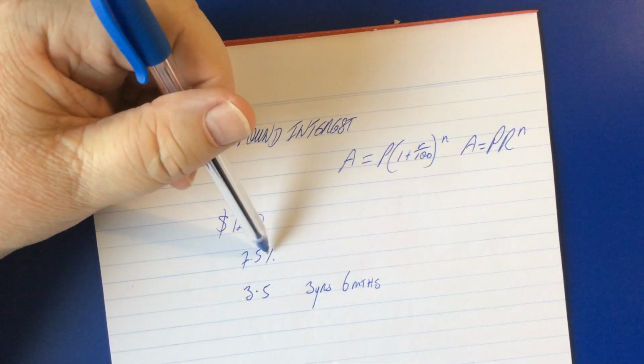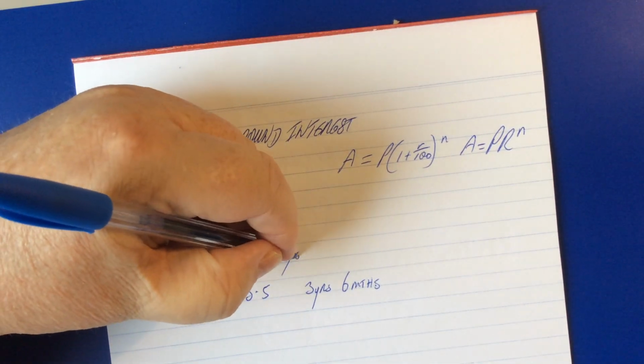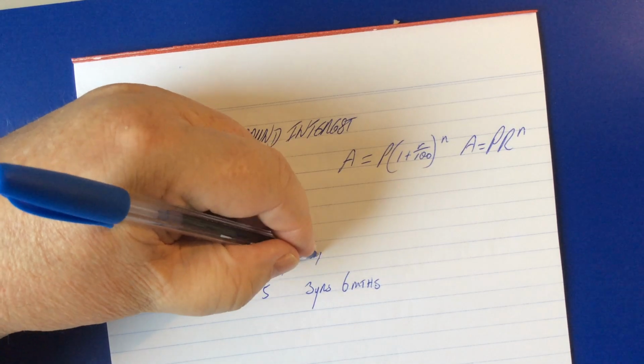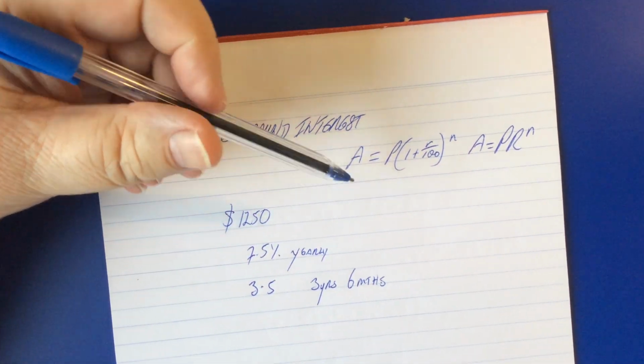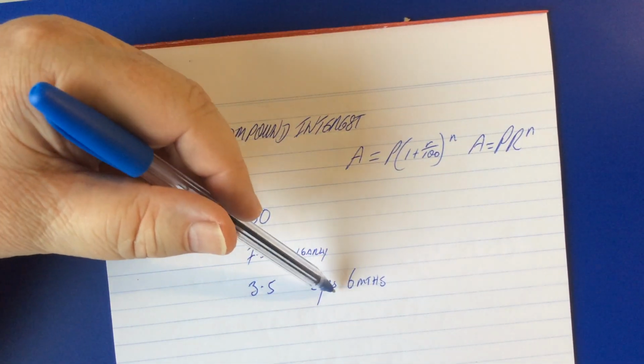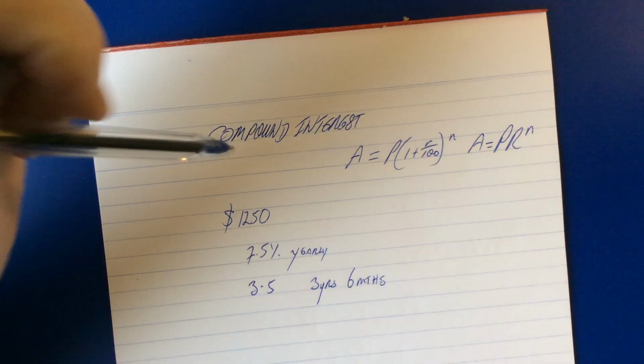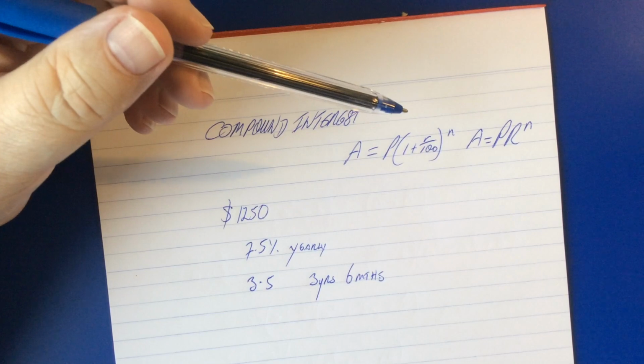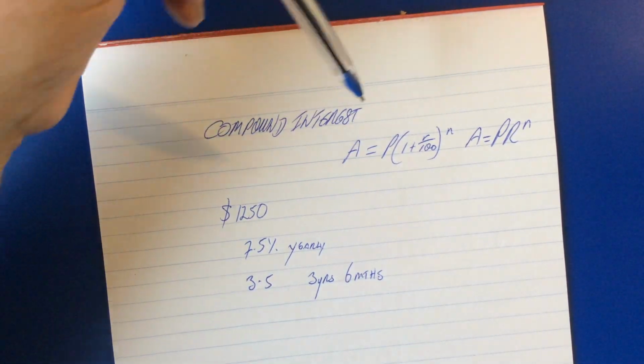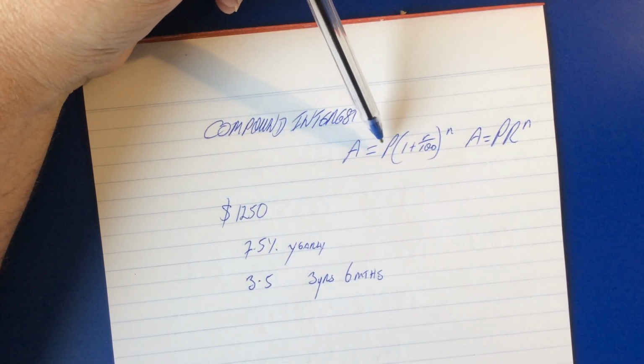Okay, now this is a yearly amount of interest. So that means we've got 3 full years and 1 half year. And that's going to show up in our formula, and I'll explain that when that happens. But first of all, I'll just run through the formula.